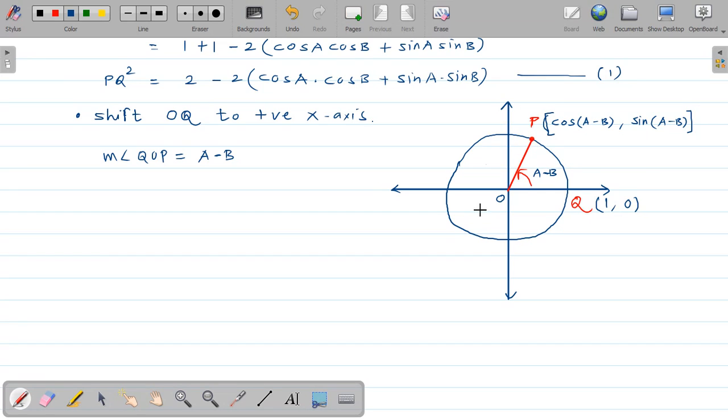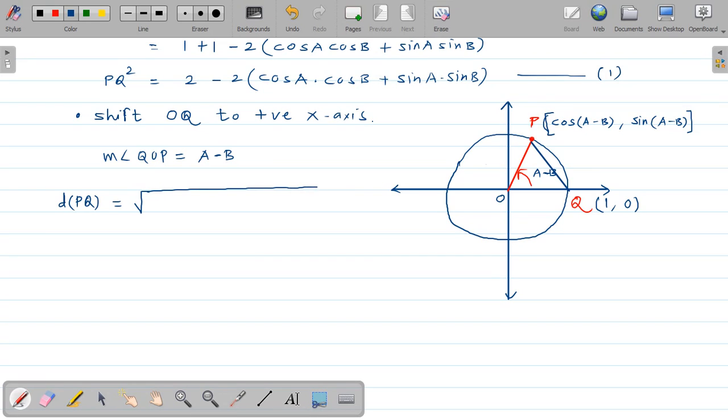Now all of you know that after the shifting of OQ to the positive x-axis, the coordinates will change. The distance between PQ remains as it is. See, distance PQ will not be changed. Only there will be a change in the coordinates of point Q and the coordinates of point P. Whenever you shift any axis, the coordinates change but the distance remains as it is. Now with respect to this figure, try to find out the distance PQ.